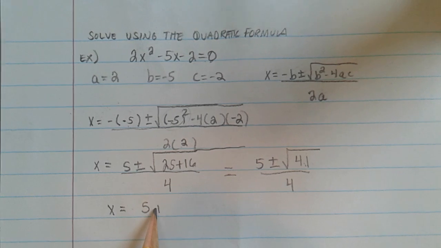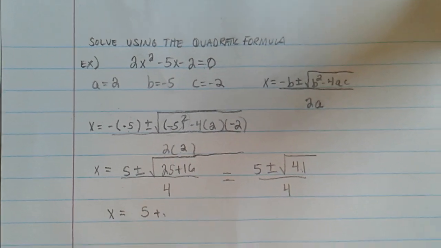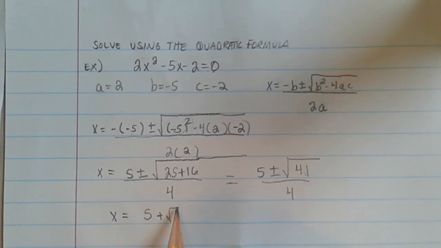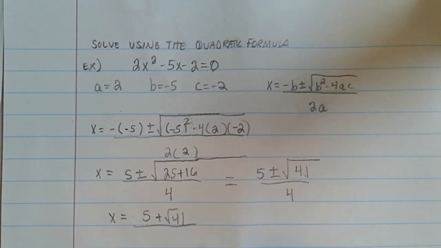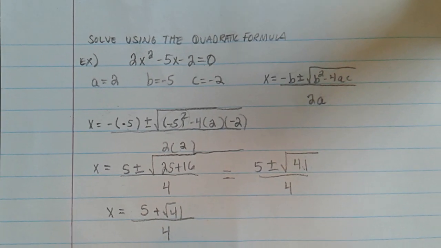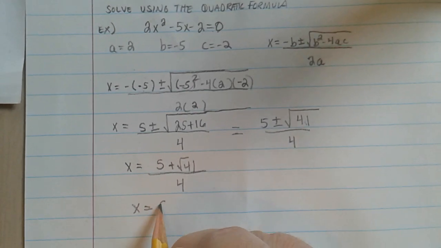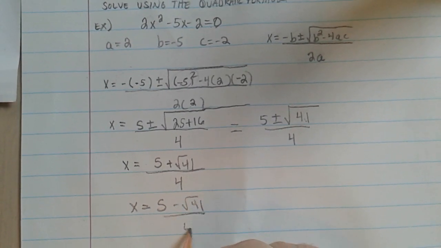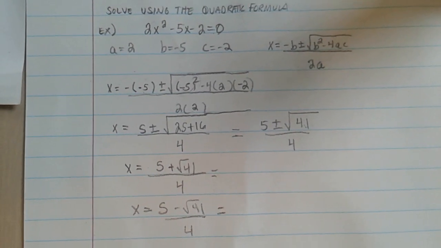I'm going to have 5 plus the square root of 41 over 4. I'm going to have 5 minus the square root of 41 over 4. Those are going to be my two answers.